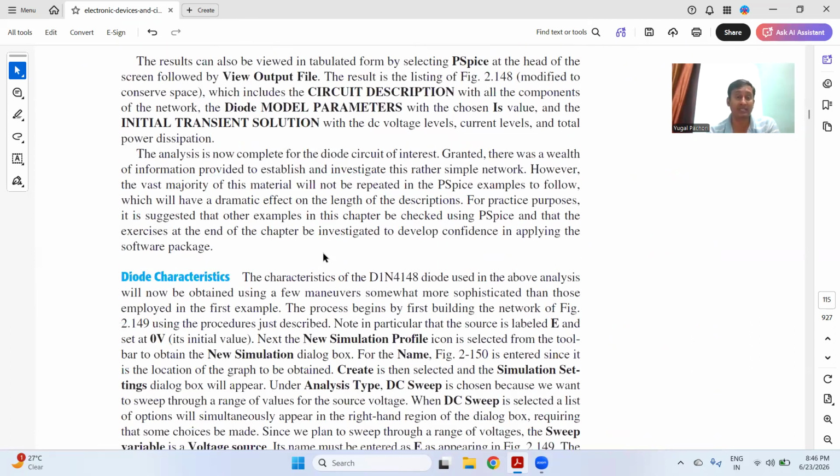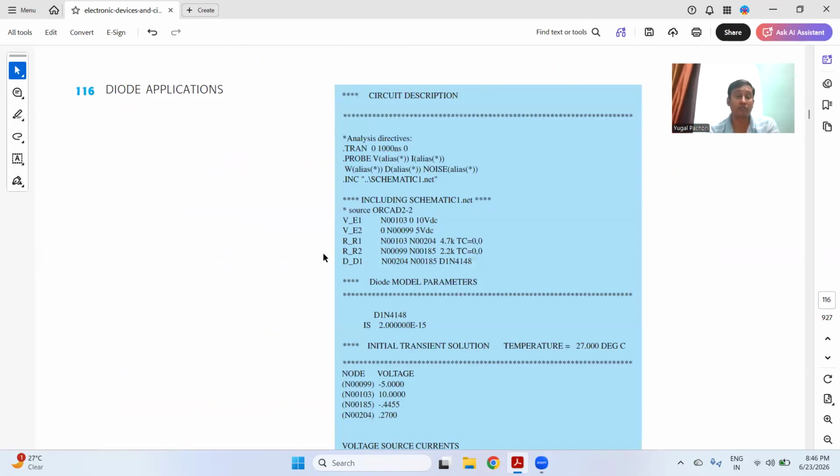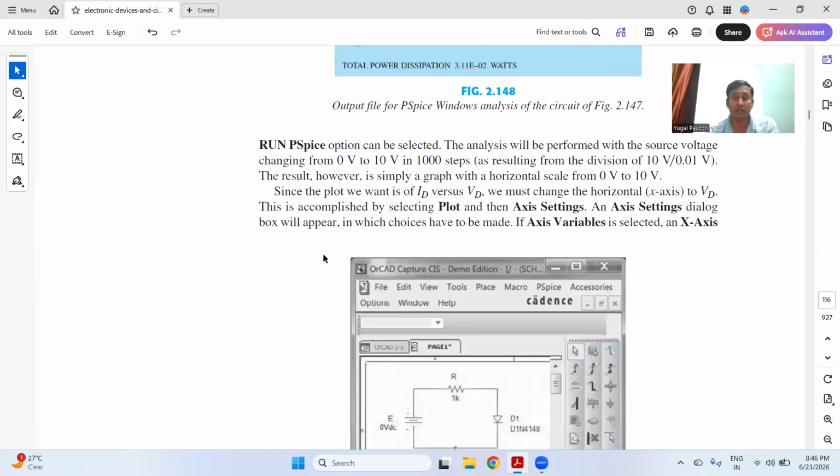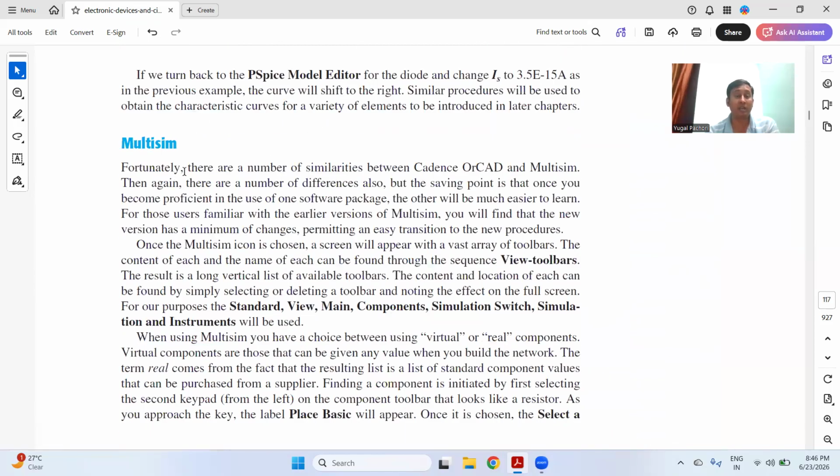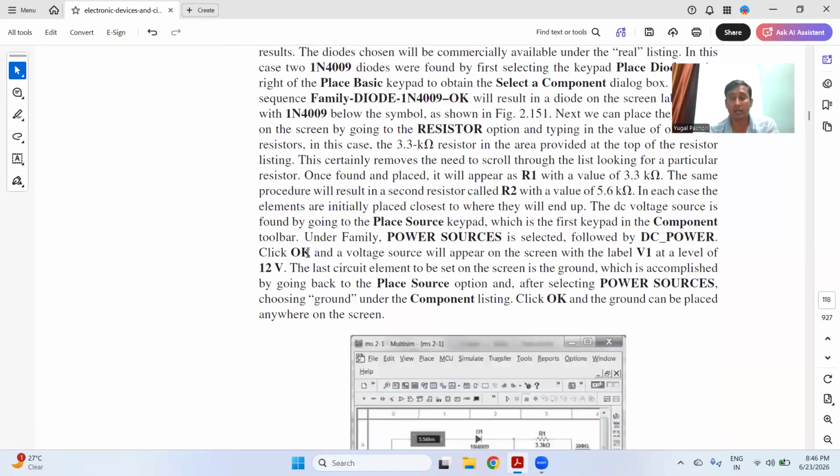You can work on LT Spice as well. And there is a software called Tina TI as well. I have one video related to the Tina TI; you can search in the playlist as well. So these are the things that can be done with diodes, and Multisim. Multisim is also one of the software given by Cadence, where you can do multi simulation.